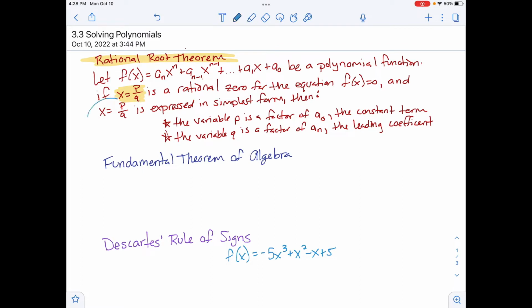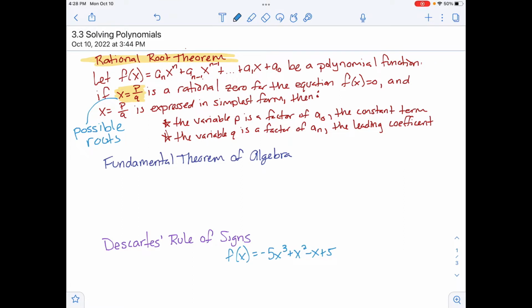This is how you figure out possible roots. This is how you figure out what to try with synthetic division so we can figure out where to start.